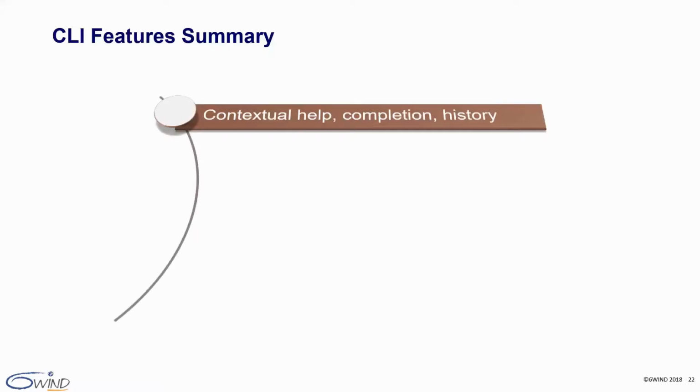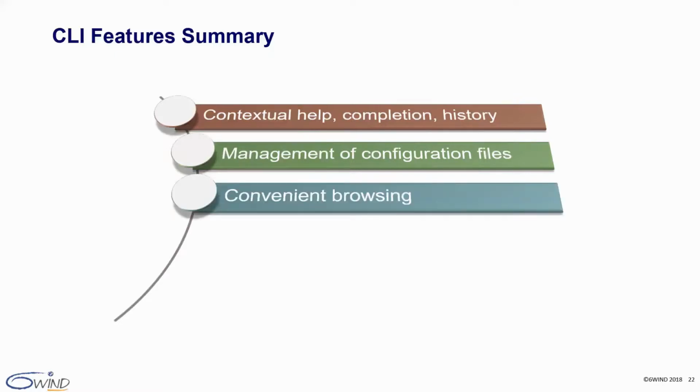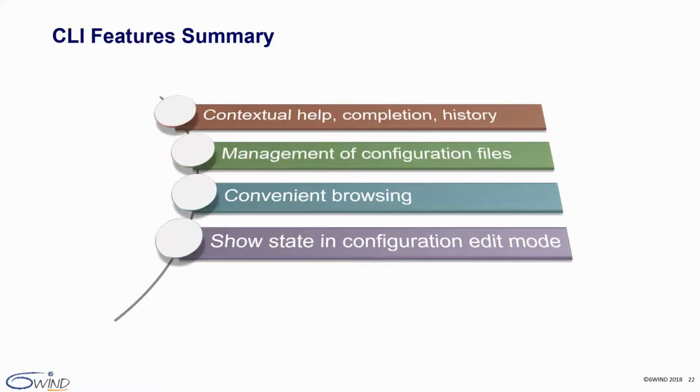Let's summarize the CLI features we have just reviewed. The CLI provides standard features like contextual help, completion, and history. It allows to manage configuration files, including start, running, and inactive configurations that can be imported and exported. Browsing is convenient. Users navigate through configuration contexts as they would browse a file system. Relative and absolute path can be used, which is very intuitive. System state can be retrieved from anywhere so that the user can easily compare and copy-paste state information while editing the configuration.